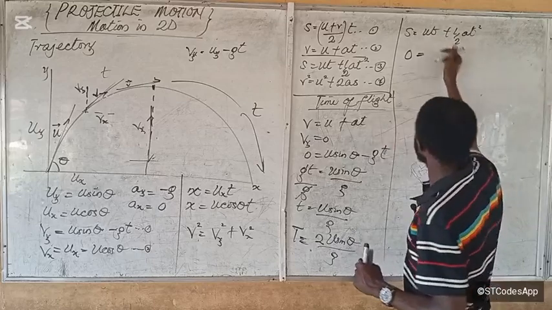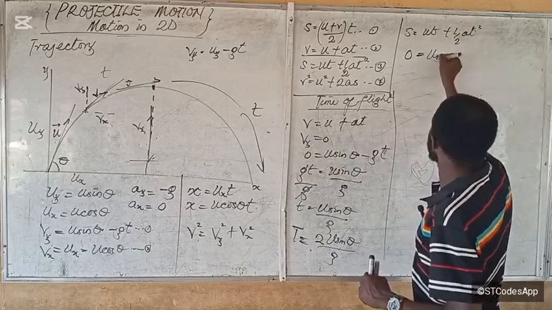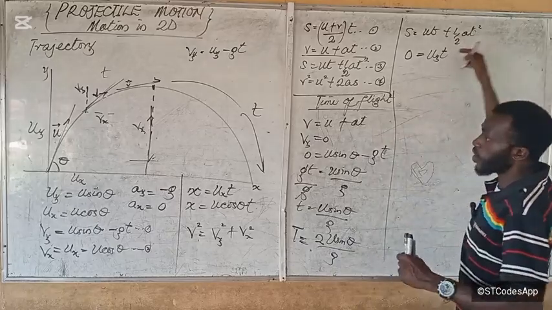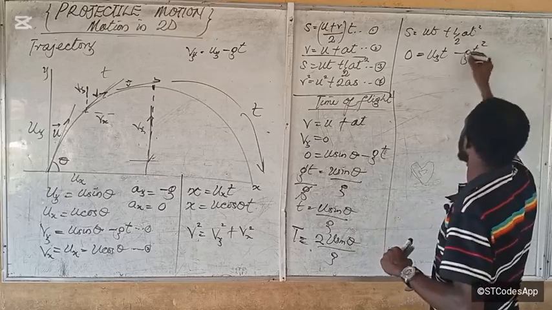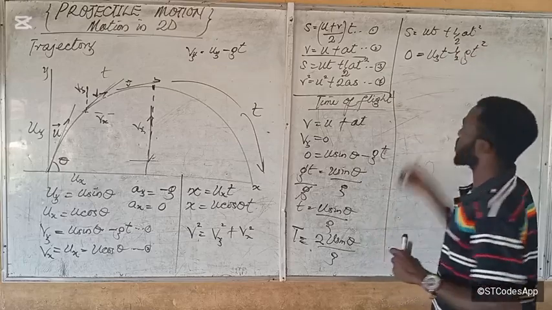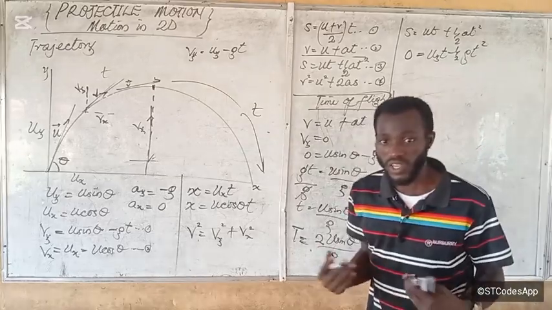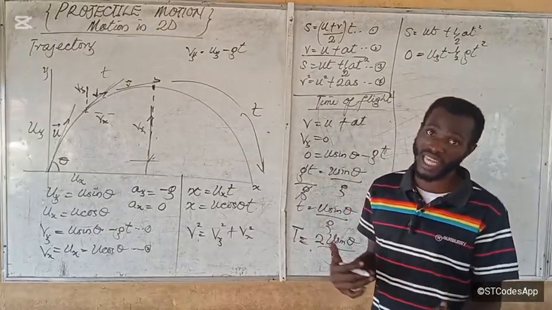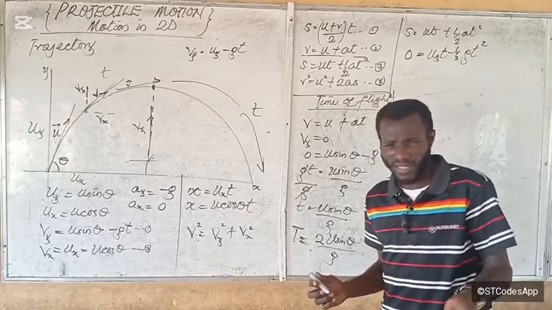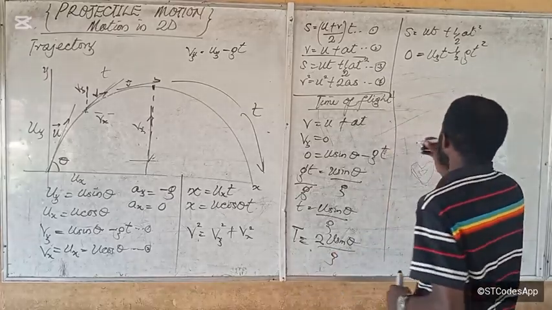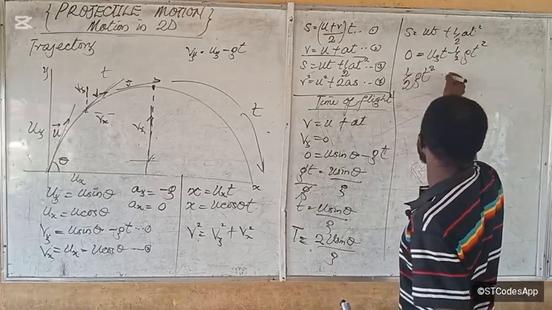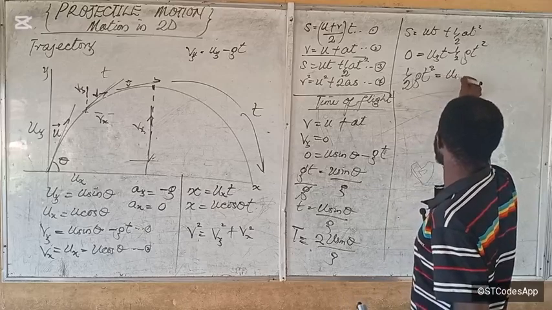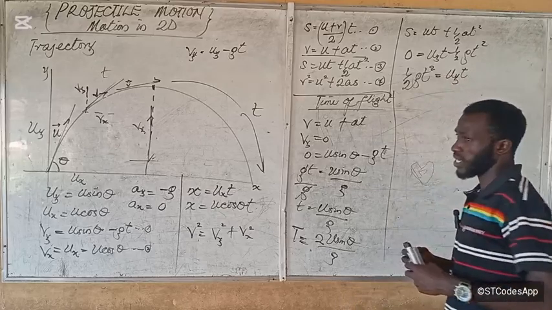Then s here is going to be u sub y times t. Now, because it's time spent on flying, we can say that this is minus half gt squared. It could be positive also. It doesn't really affect the value. There's no negative time per se. Is that okay? So my point now is that we can bring this guy here and then we have half gt squared is equal to u sub y t.